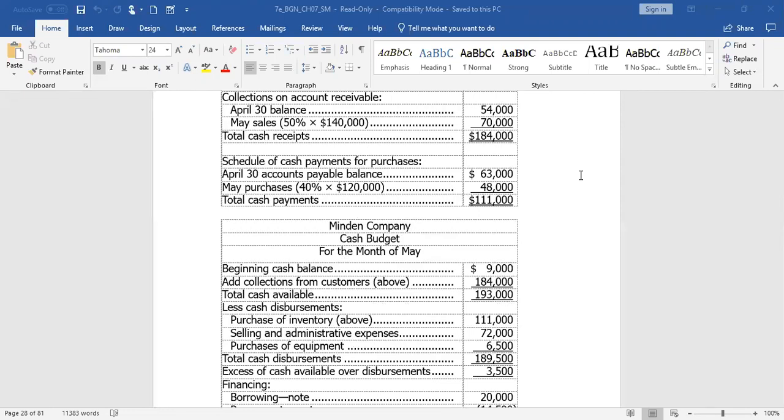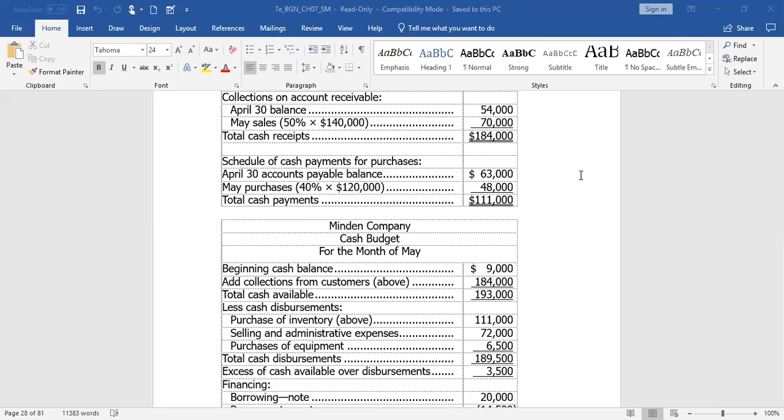But let's make sure there are no other items being purchased. So take a look at D. Selling and administrative expenses for May are budgeted at $72,000, exclusive of depreciation. These expenses will be paid in cash. Depreciation is budgeted at $2,000 for the month. So $72,000 will be paid out as cash for our expenses.